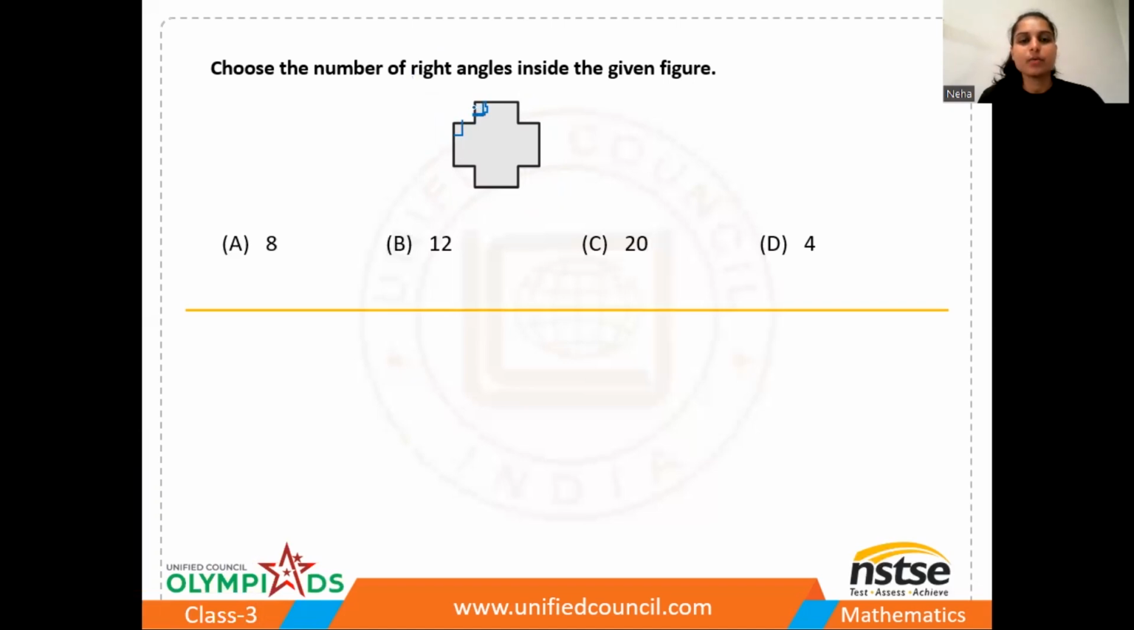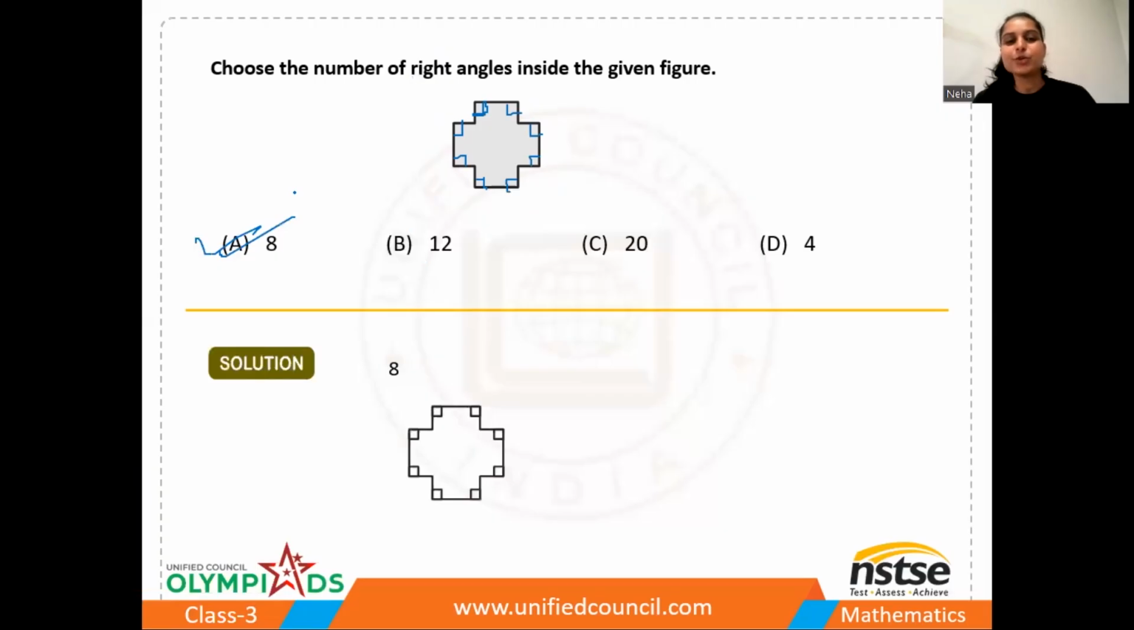So 1, 2, 3, 4, 5, 6, 7, and 8. That's it. So how many right angles do I have, my dear students? Yes, we have in total 8 right angles, 8 angles of 90 degrees.